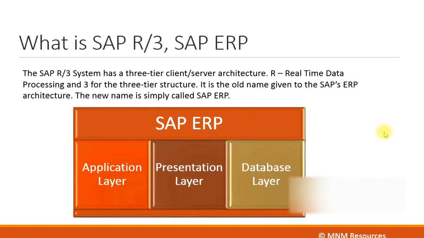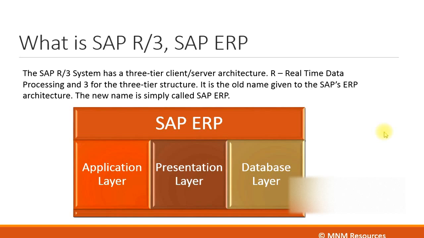Let's look at what SAP R3 and SAP ERP are. The old name given to SAP ERP was R3. Now the R stands for real-time data processing and the 3 is for the 3-tier architecture. So SAP still uses the same 3-tier architecture: the application layer, presentation layer and database layer. The new name given to it is SAP ERP. ERP, as you know, of course stands for Enterprise Resource Planning.